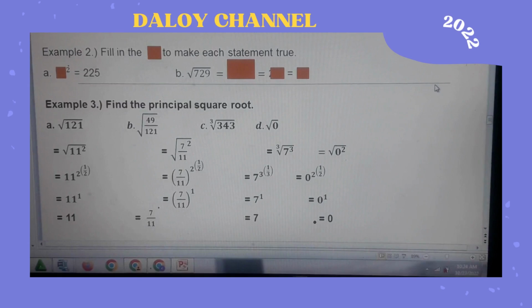In the next example, fill in the box to make each statement true. What should be the number in the box, which to the power of 2 will be equal to 225? That number would be 15.